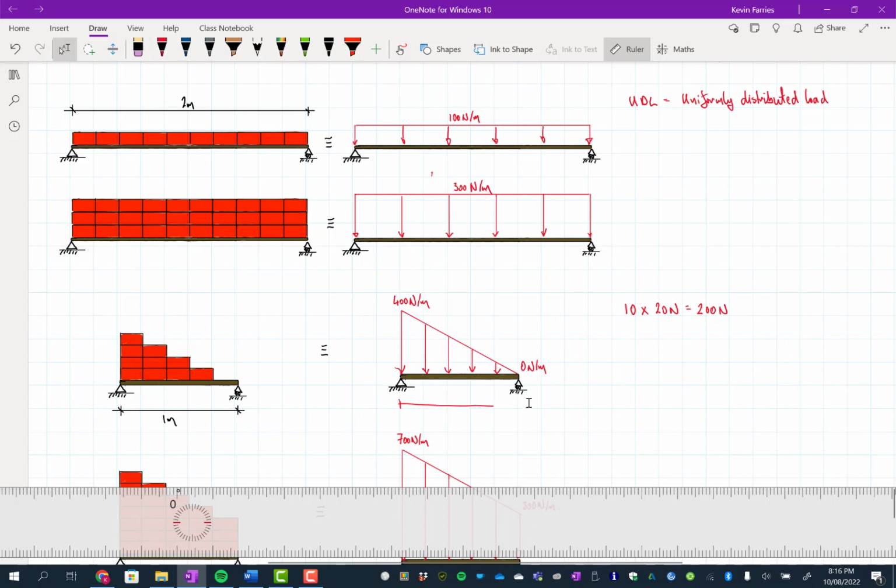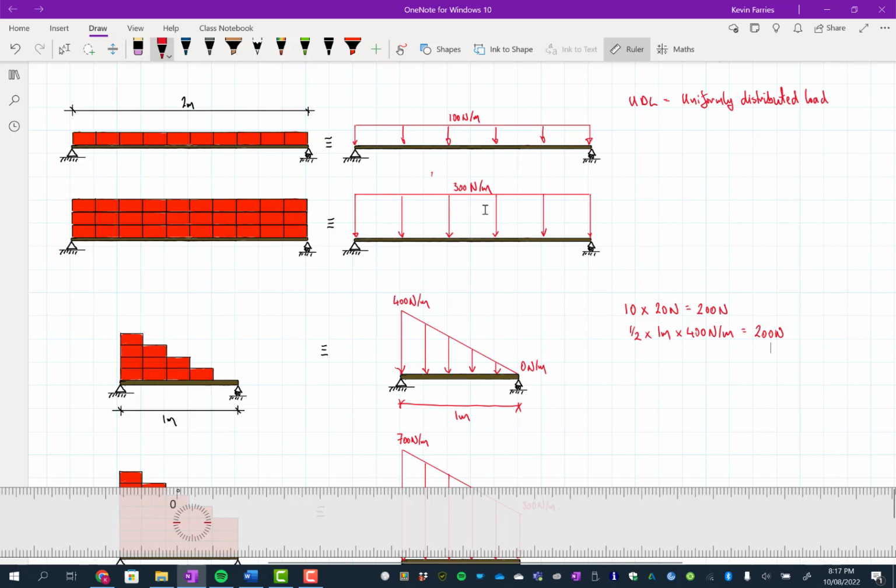Now if we figure out the area of that, it's a triangle, so it's half times base times height. So it's a half times 1 metre, times the height, which is 400 newtons per metre. I'm just putting the units in here so we can see what's going on. The units of metres will cancel out, and you're just going to end up with newtons, so that would be 200 newtons, which is the same as when we added up the weights of all these bricks.